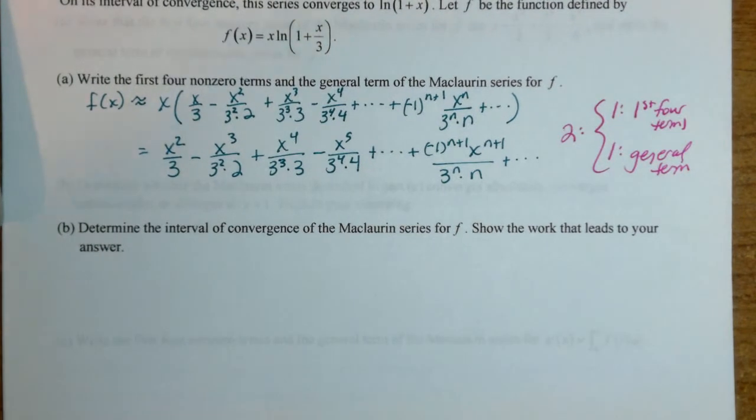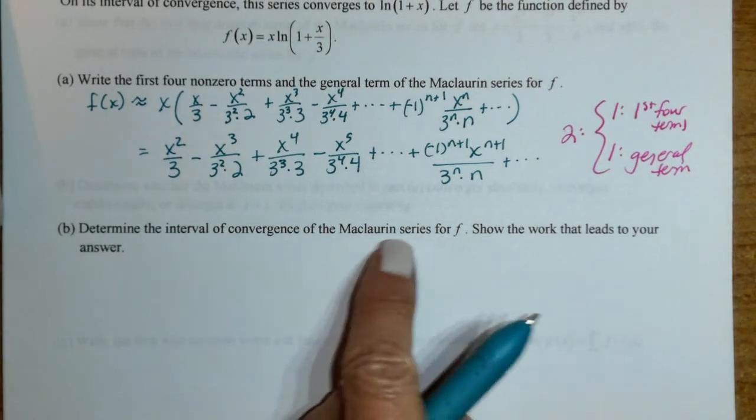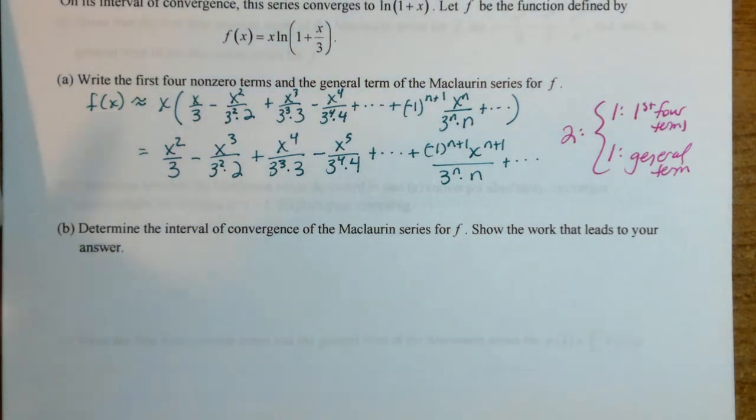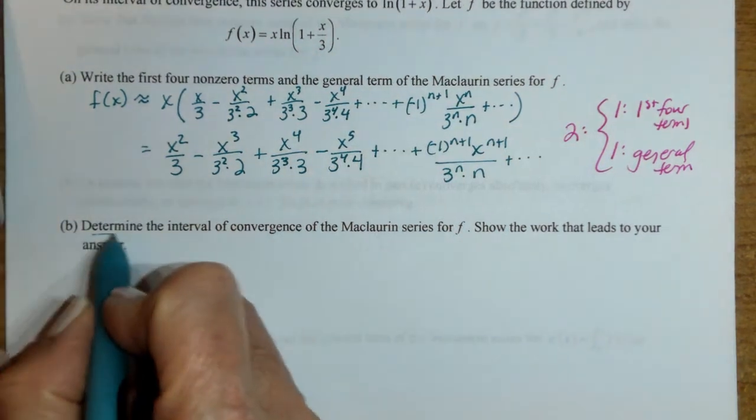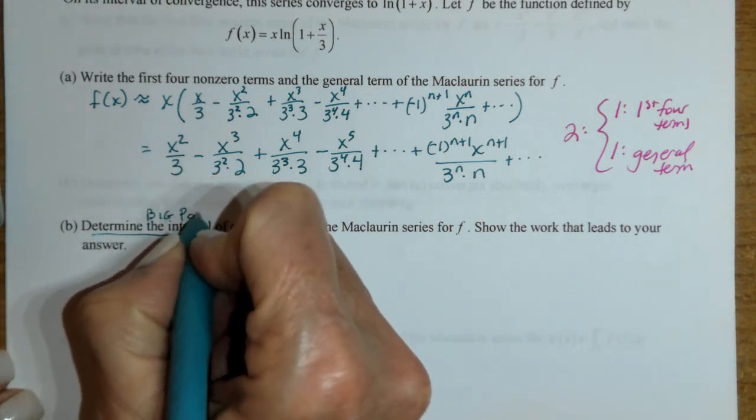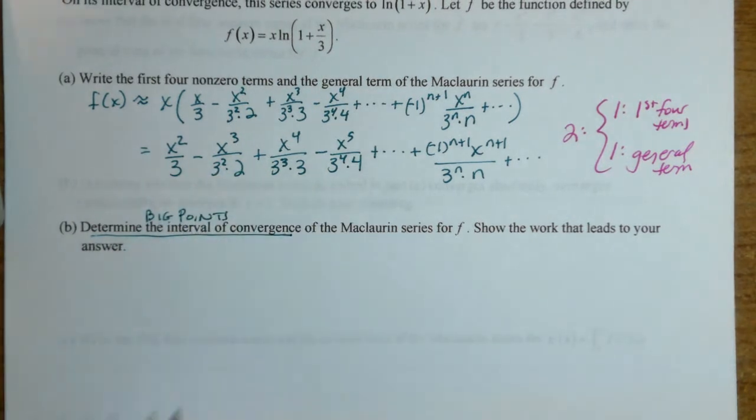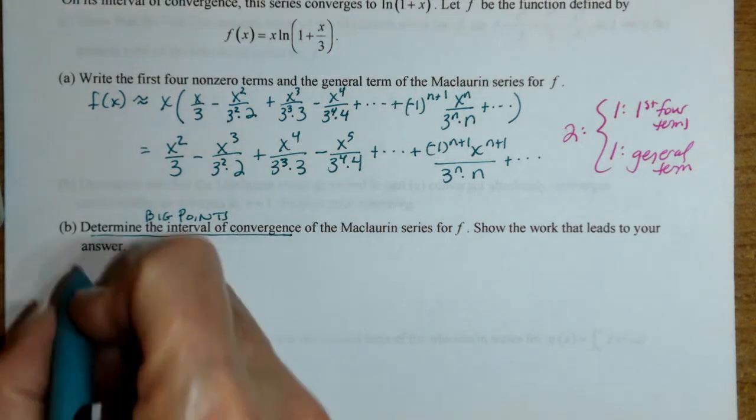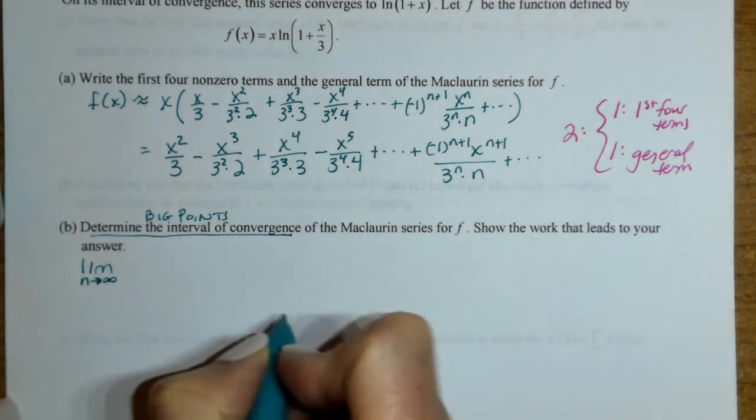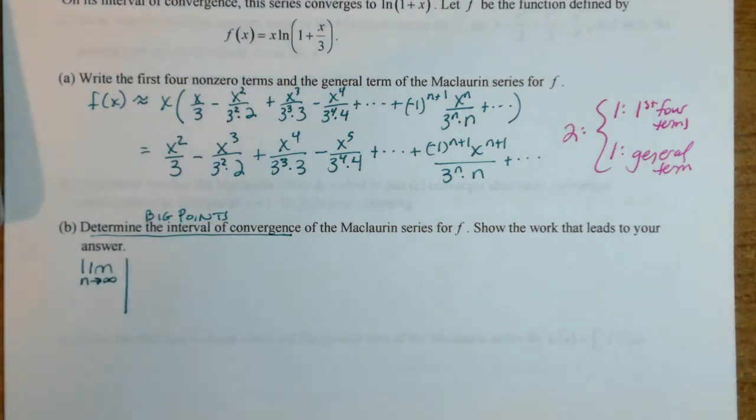Part B, determine the interval of convergence for f, for the series for f. So I know when I see determine the interval of convergence, I know that means big points for me. These are always worth a lot of points. This time it was worth 5 points. So I'm going to use the ratio test because that's what AP expects us to see. They expect to see the ratio test, so I'm going to give them what they expect here.